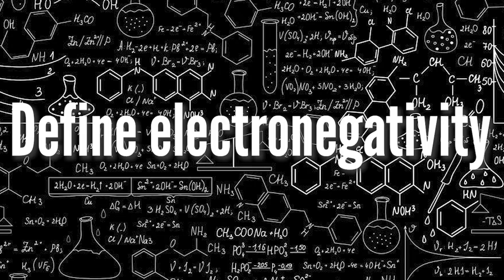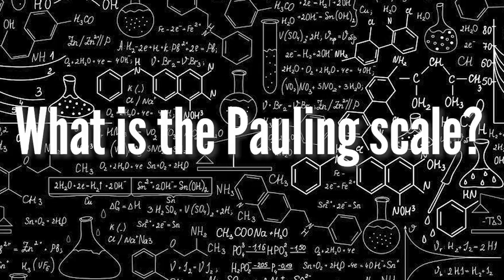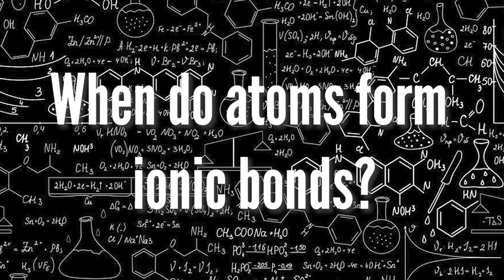16. Define electronegativity. Electronegativity is the measure of a nucleus's attraction to its outermost bonding electrons. 17. What is the Pauling scale? The Pauling scale is a numerical measure of electronegativity. So if you should happen to wonder what the electronegativity of a certain atom is, you can refer to the Pauling scale.